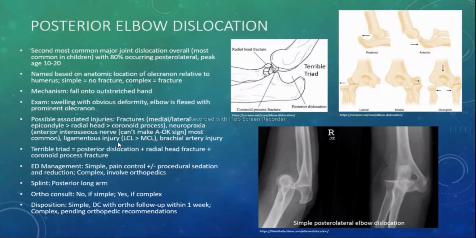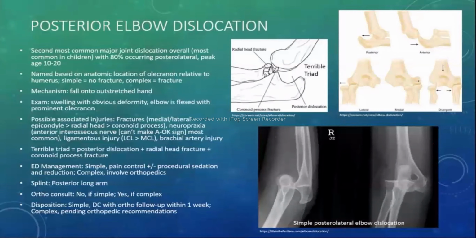Ligamentous injury. What are the ligaments here, guys? Lateral ligament, medial collateral, yes, more than that, the medial collateral ligament. Remember that, okay? After that, brachial artery injury. So what is the artery in the elbow? Brachial. Brachial artery. Excellent.